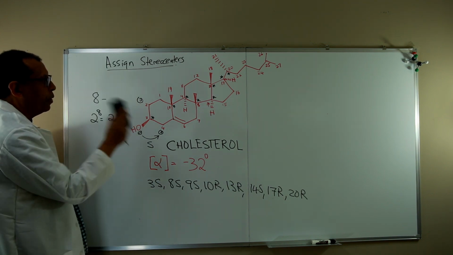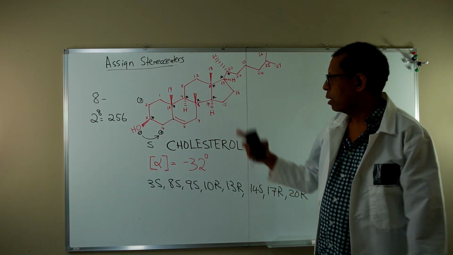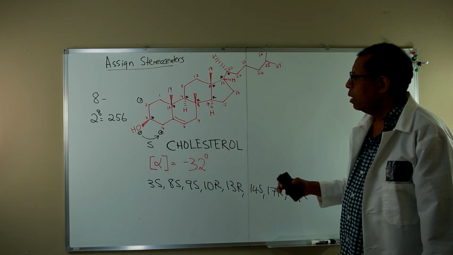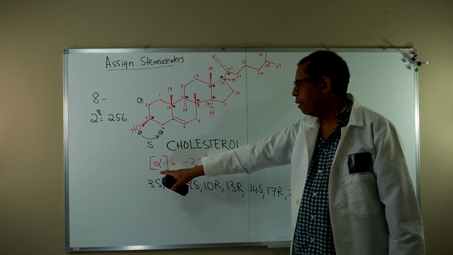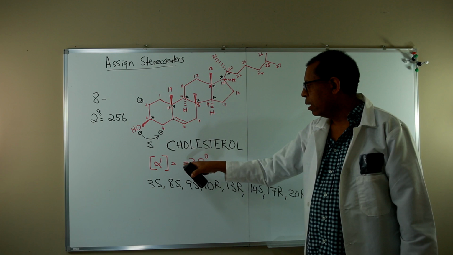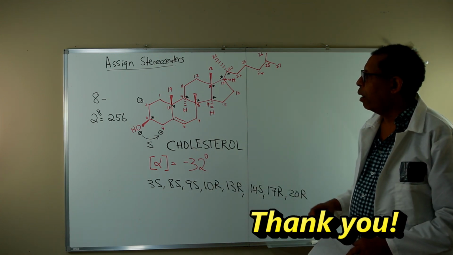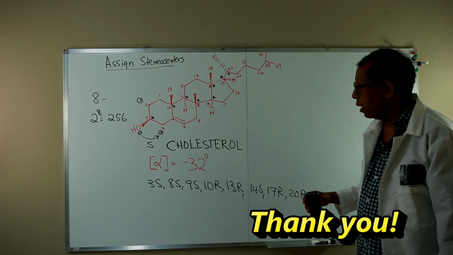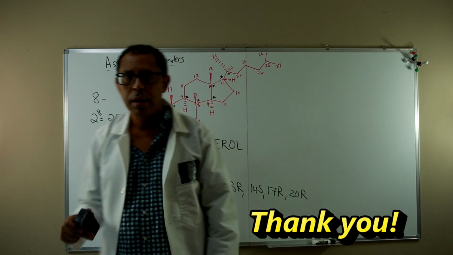So it's a very elaborate molecule. That's why it has a good biological implication. And the stereospecificity is, for a pure cholesterol, the optical rotation is -32 degrees. With this, I think we would be finalizing assigning stereogenic centers and chiral centers for biological molecules.